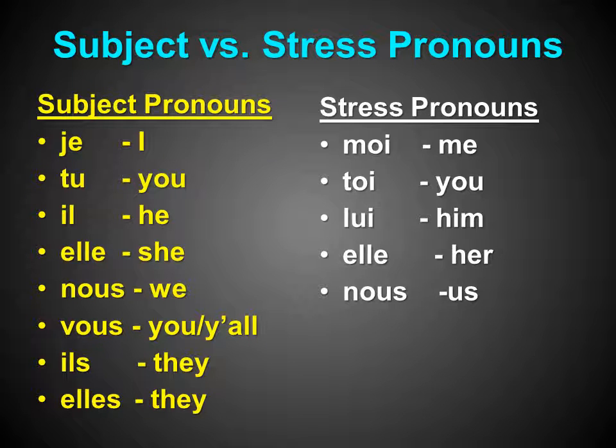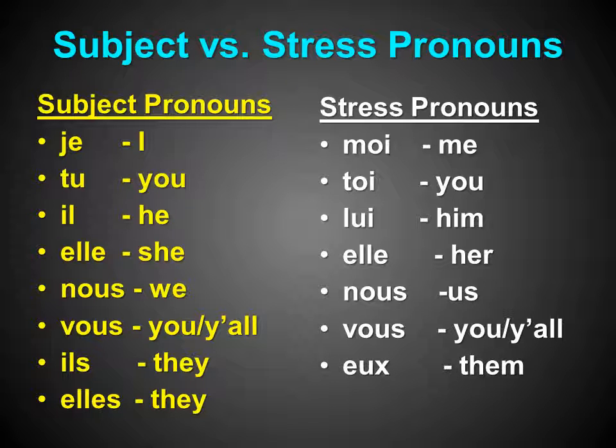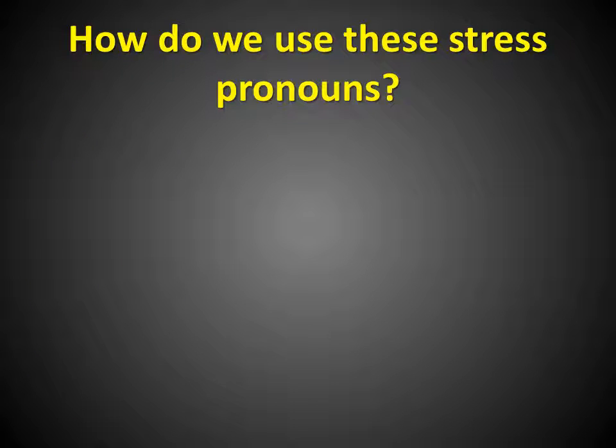Nous is us, again same word. Vous, you or y'all, same word. Eux is them. We don't say that X. So répétez eux for them. And elles plural for them, for all girls. Again, same word. So sometimes it is the same word. But for others, moi, toi, lui, elle, nous, vous, eux, and elles plural are the stress pronouns.